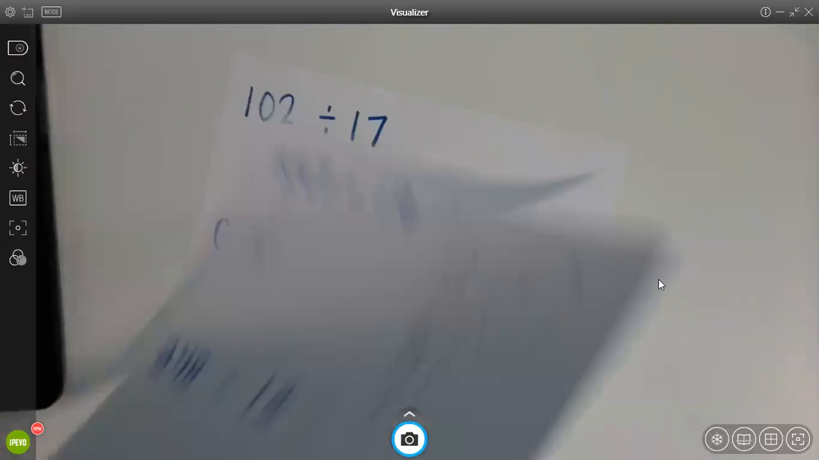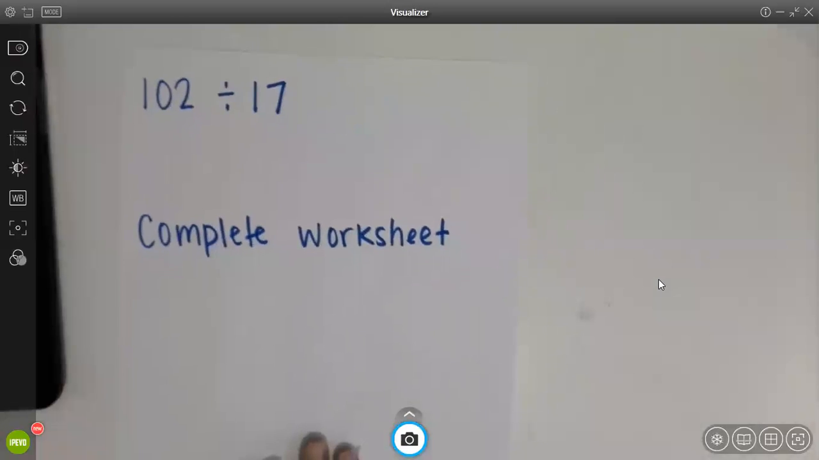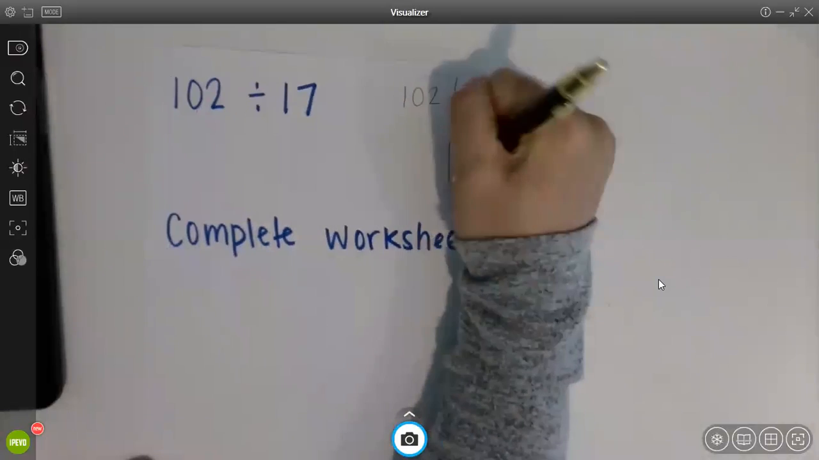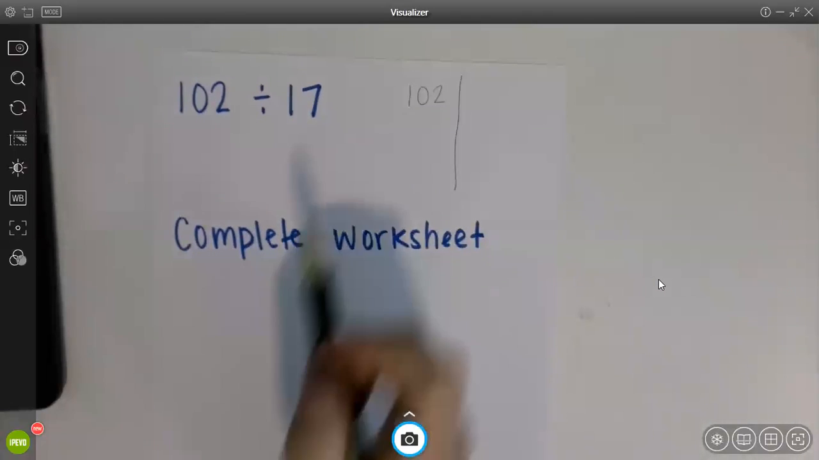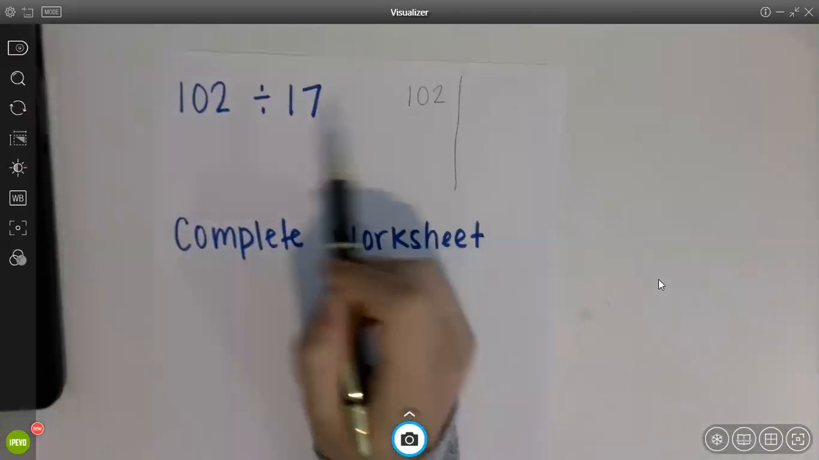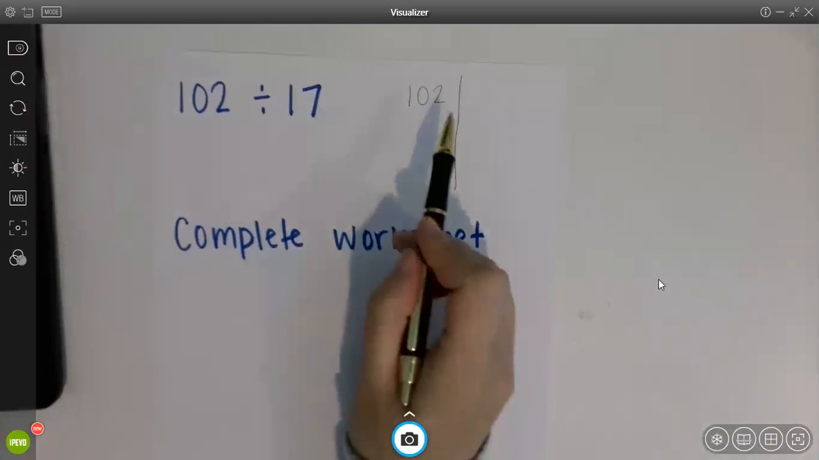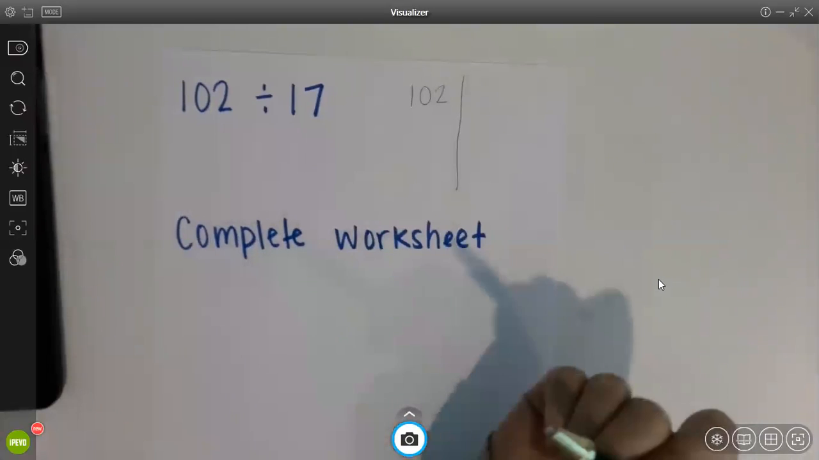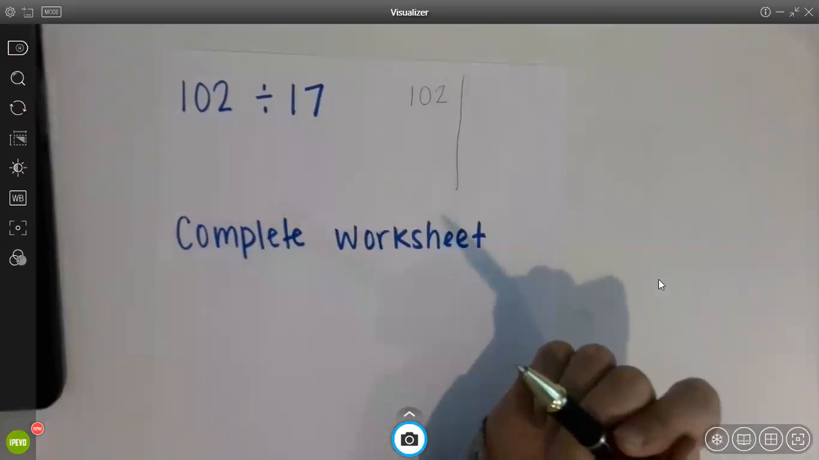All right, we have one more to try together. So we have 102 divided by 17. I picked this for my last one because I can start with 10. 10 times 17 is 170, that's too much, but 102 is pretty big. So I do want to take a guess that gets me a little bit closer.